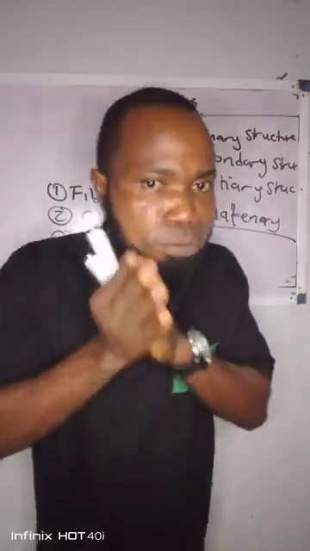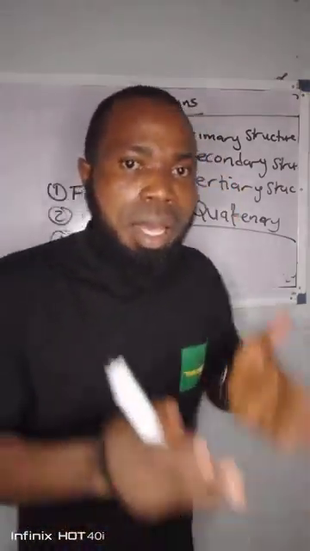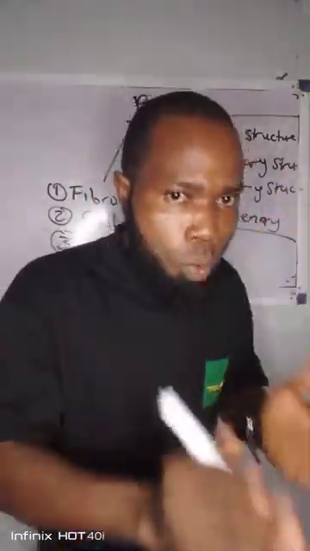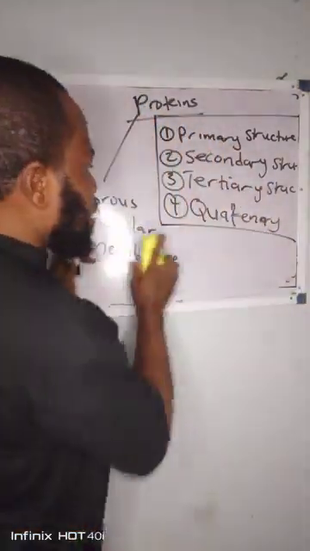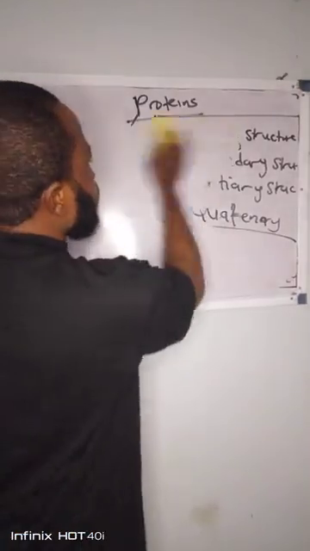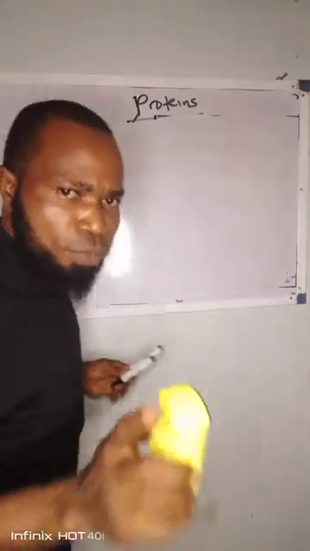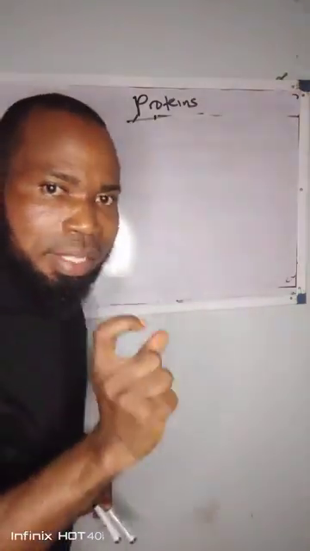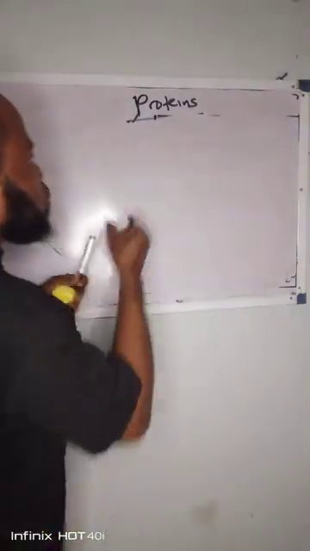But our major focus in today's class is the amino acids that form these proteins. Now, very quickly, without wasting much of your time, we need to pay attention to the amino acids. First off, there are 20 standard amino acids. 20. So look at it now.